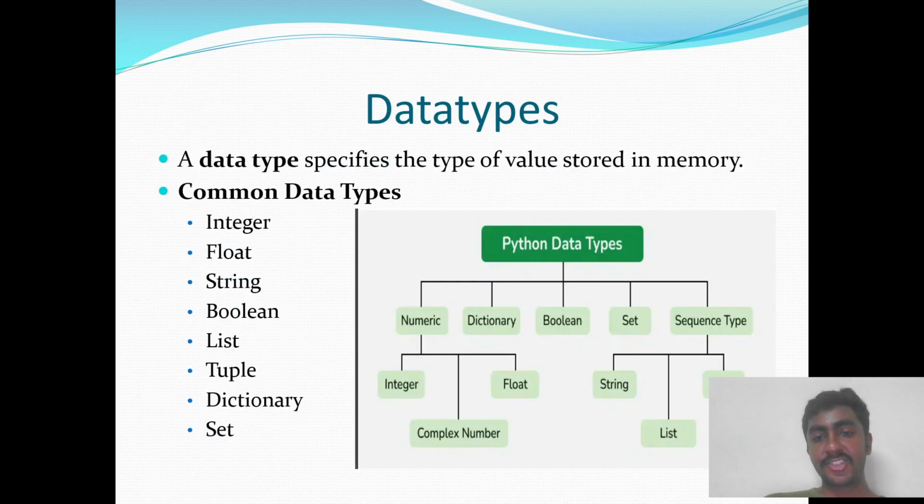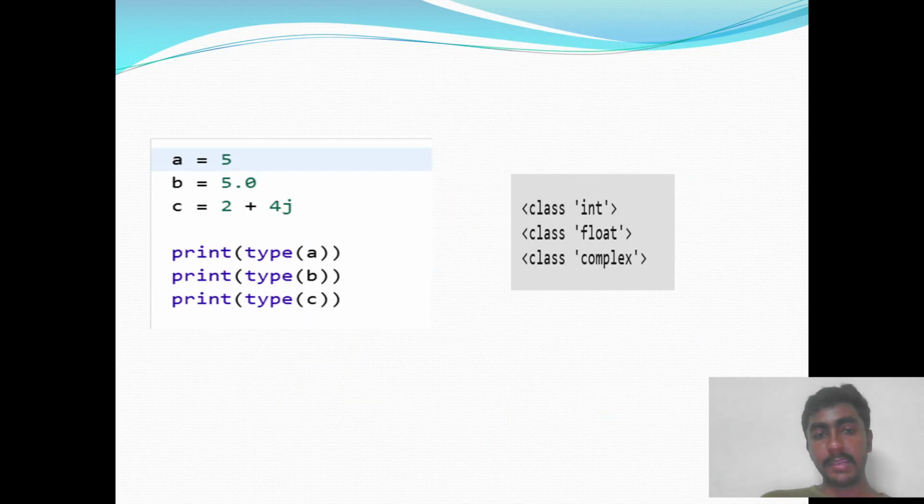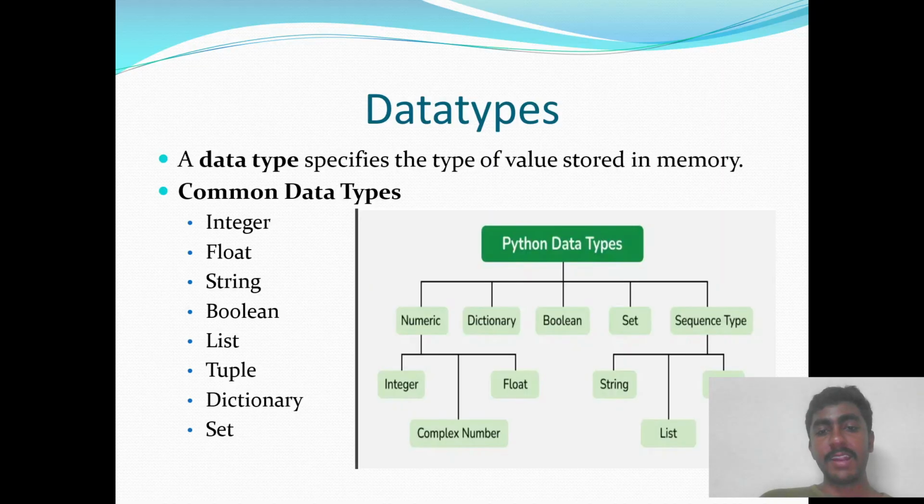The third one, string. Strings are written inside single quotes, double quotes, or triple quotes. Examples include "Python", "hello", "my college". Whenever we store names, addresses, messages, or sentences, we use strings. For example, name equal to "Bharat", city equal to "India".